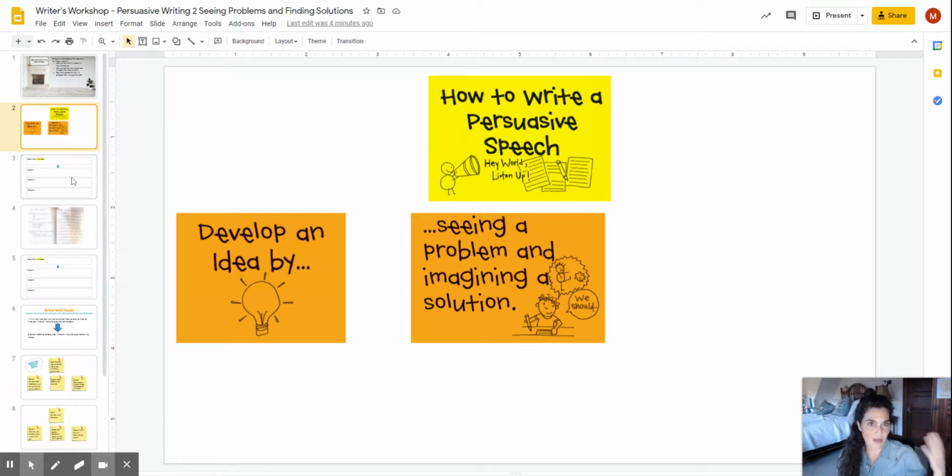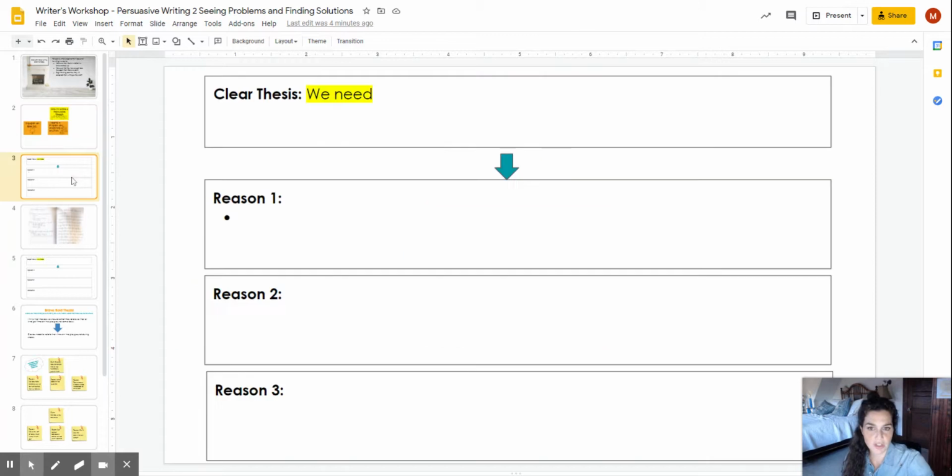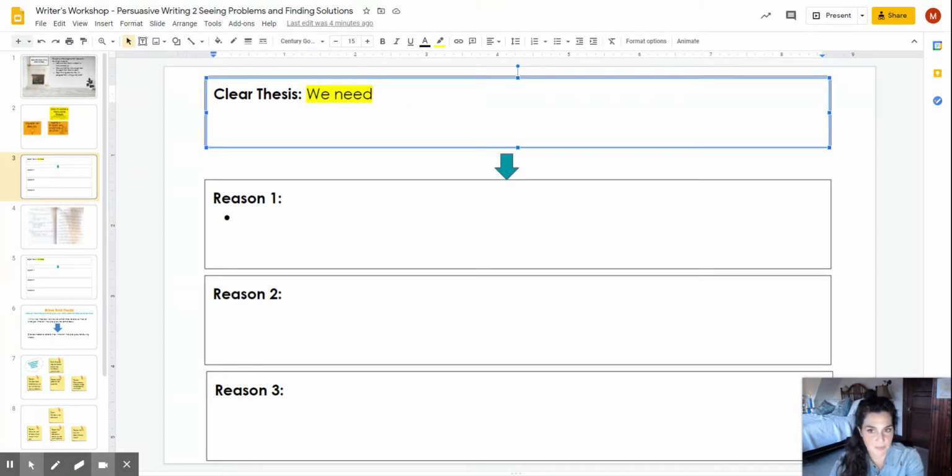So once I went through the process of thinking of a problem and then thinking of a solution, I moved on to the idea of making my thesis, which is my claim or my idea. And I'm going to make sure it's brave and bold, and I put the words we need in there, highlighted, because that's a really easy way for you to start a brave, bold thesis. It's not wishy-washy, it's very direct. So I'm going to just say my idea. We don't want this highlighted. We need an outdoor classroom at Central School.